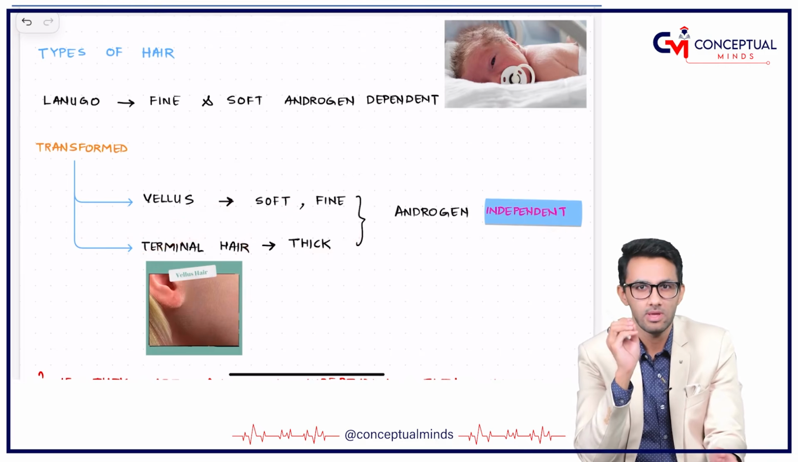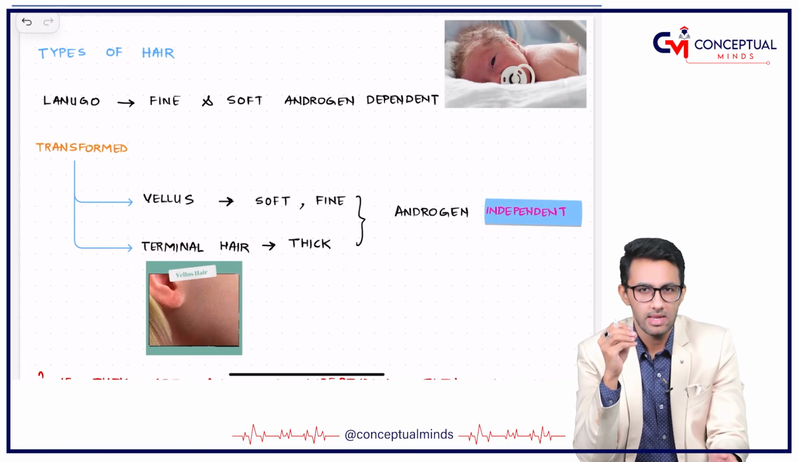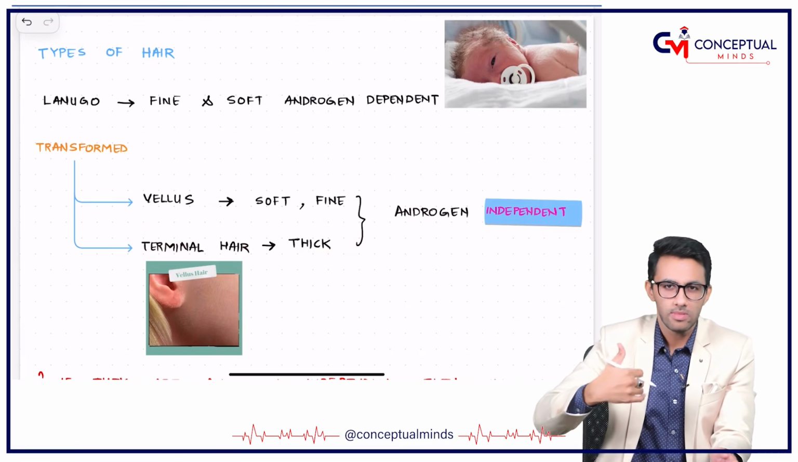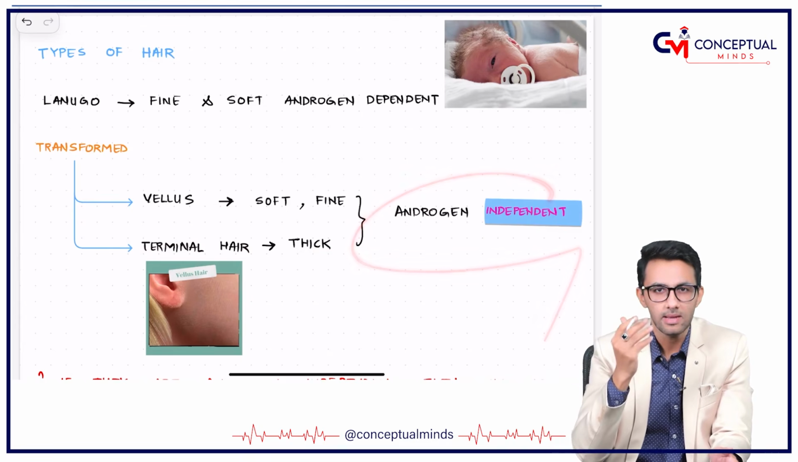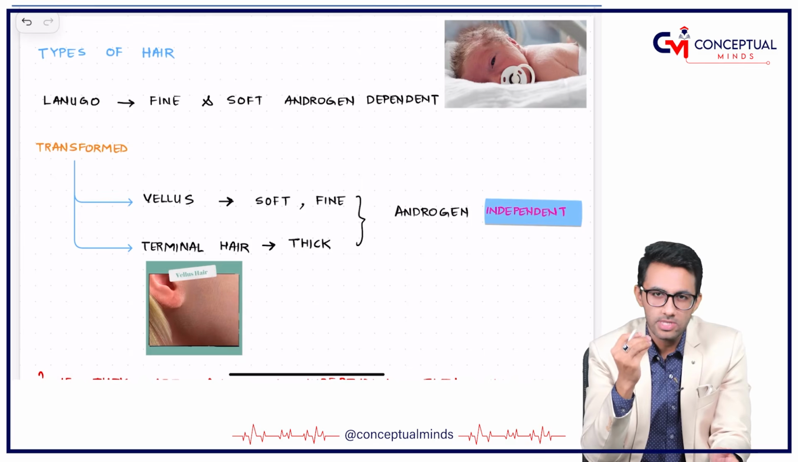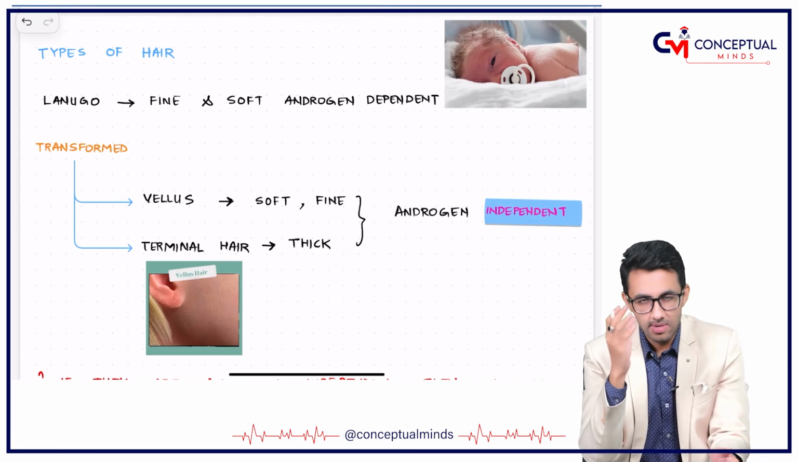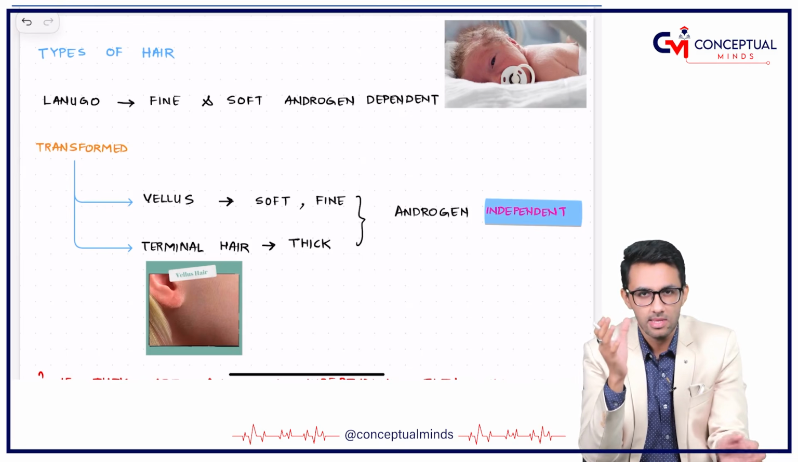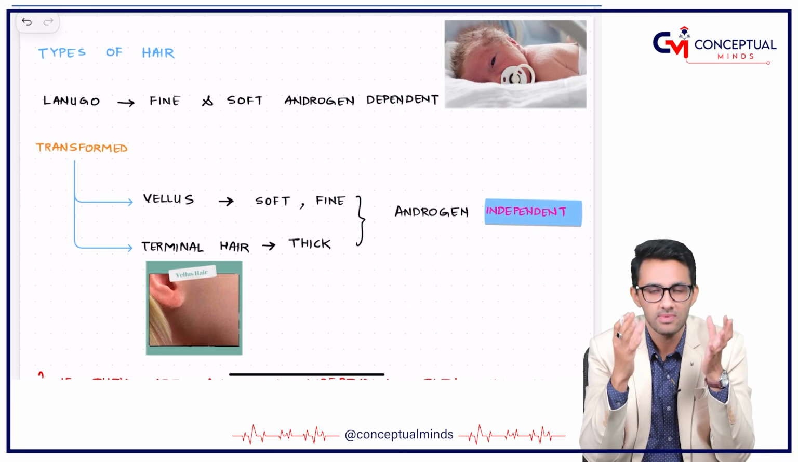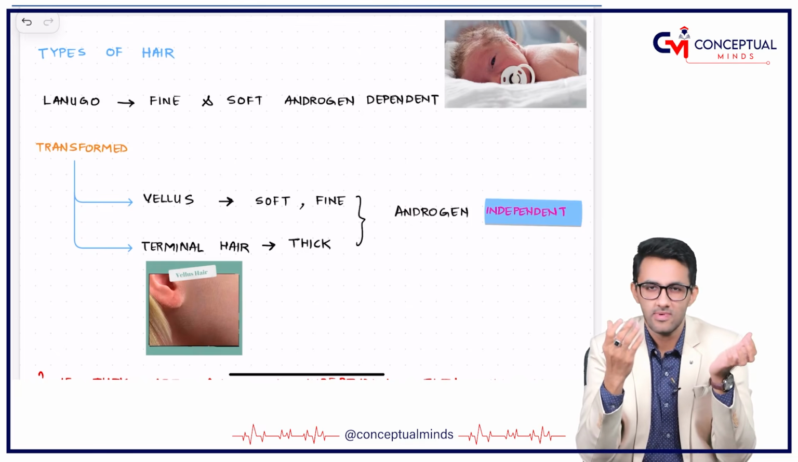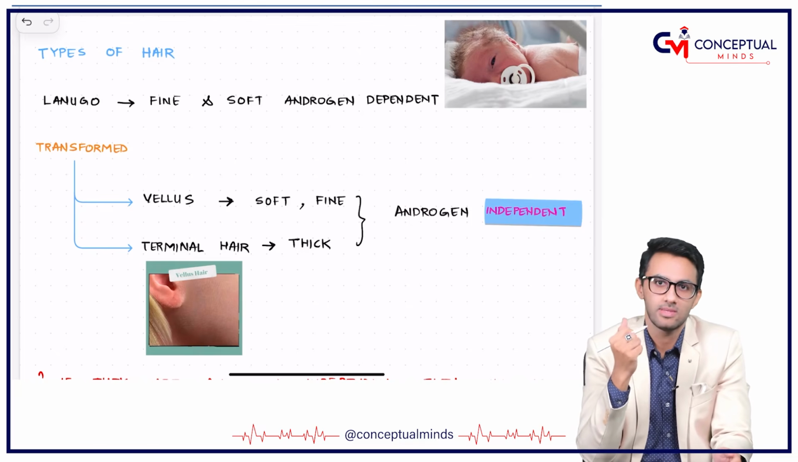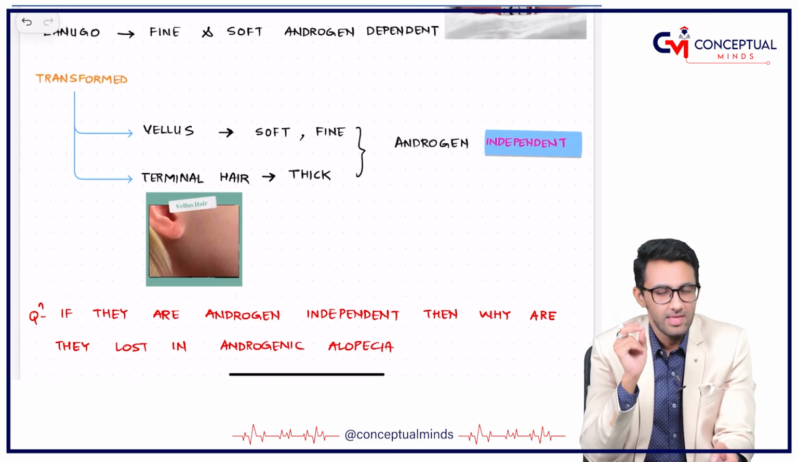So if I am telling you that the terminal hair is located all over the body, and it is on the head as well, and that it is androgen independent, then why is there androgenic alopecia? If I am saying that this is androgen independent, there is no relation with androgen, then why in androgenic alopecia are these hairs lost, right? It is a very valid question. What do you think should be the answer? Let me give the answer to you.